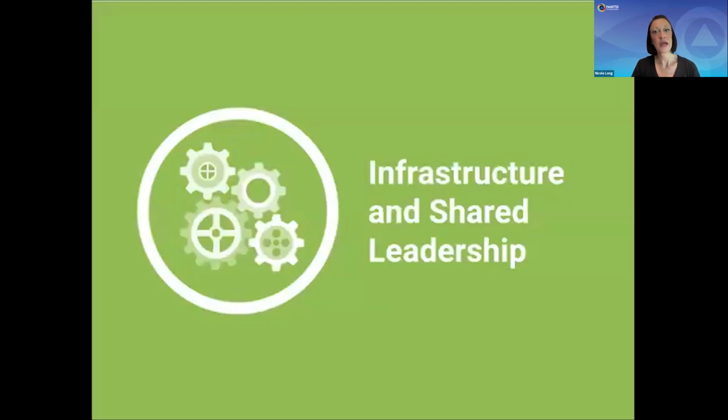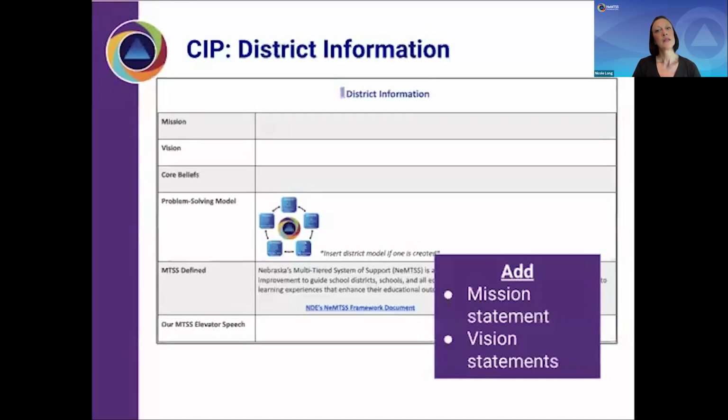Sound infrastructure and effective shared leadership are the foundation on which all other essential elements are built. Laying the foundation of strong infrastructure and shared leadership in Nebraska MTSS requires attention to 5 components. Number 1, the core beliefs and norms. Number 2, team structures and routines. Number 3, clarity of roles and data-based decision-making. Number 4, professional learning. And number 5, the continuous improvement action planning.